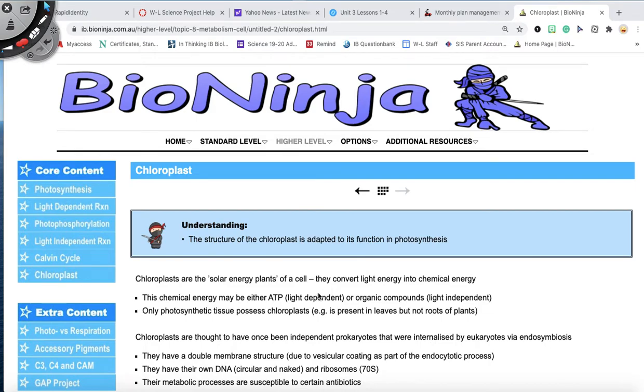Hello, IB Bio students. Today we're going to continue with 8.3, and that means we are starting photosynthesis. We're going to be looking at the light-dependent and the light-independent reactions.